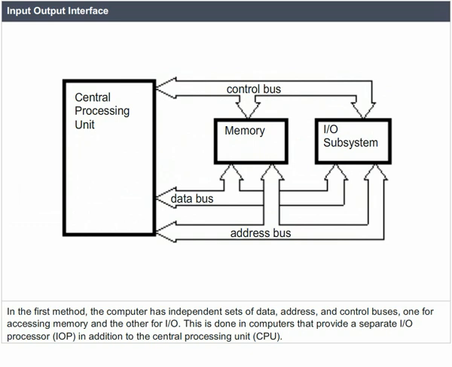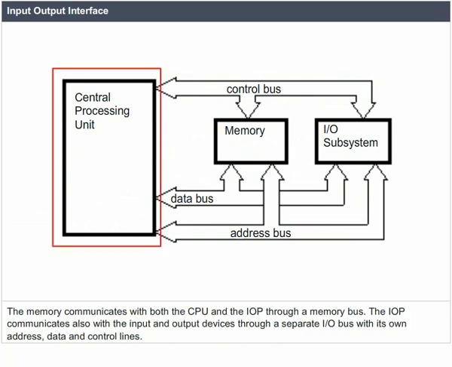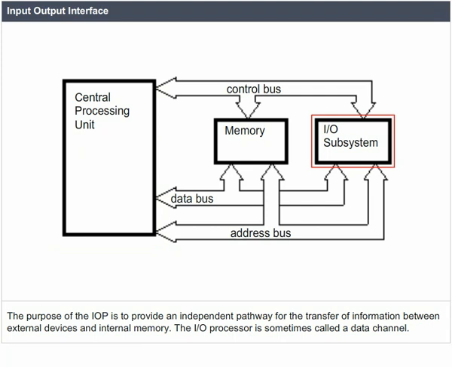In the first method, the computer has independent sets of data, address, and control buses, one for accessing memory and the other for input-output. This is done in computers that provide a separate input-output processor, IOP, in addition to the central processing unit, CPU. The memory communicates with both the CPU and the IOP through a memory bus. The IOP communicates also with the input and output devices through a separate input-output bus with its own address, data, and control lines. The purpose of the IOP is to provide an independent pathway for the transfer of information between external devices and internal memory. The input-output processor is sometimes called a data channel.